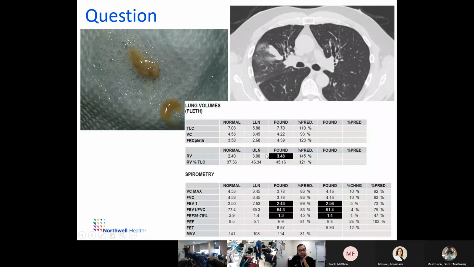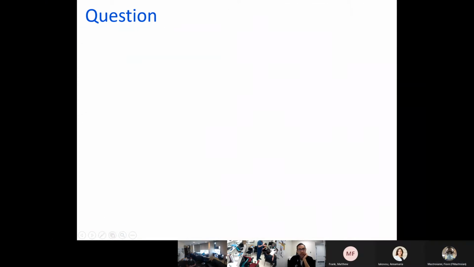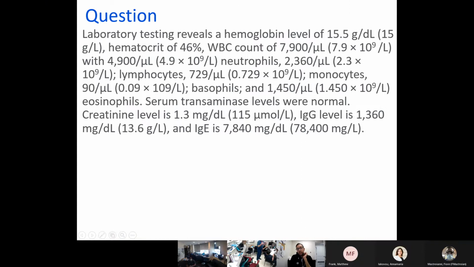So he had PFTs, and you could see that his FEV1 is reduced to 69%, and the FEV1/FVC ratio is reduced to 64%. And there's no real significant bronchodilator response. His total lung capacity is normal, and his residual volume was a little bit higher than expected, 3.48 liters, 145% predicted. So the question goes on.